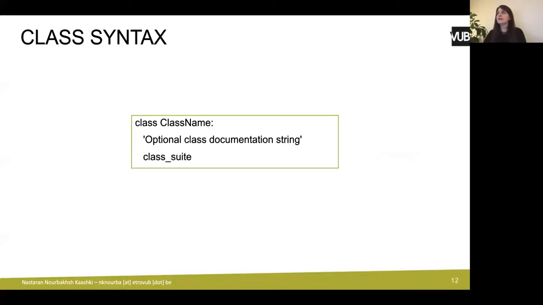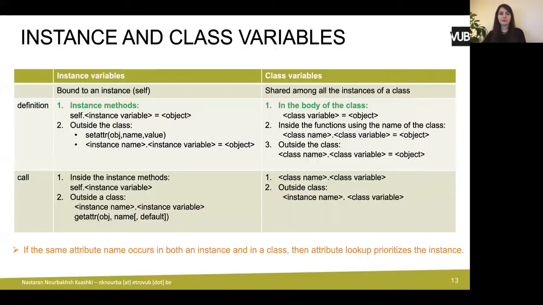We said that the class syntax is like this. We have first the keyword class and the name of the class, the optional documentation string, which explains how the class works and what the usage of this class is, and the class suite. I created a table here for you to explain how we can define and call instance variables and class variables.